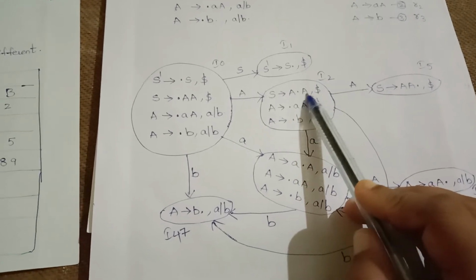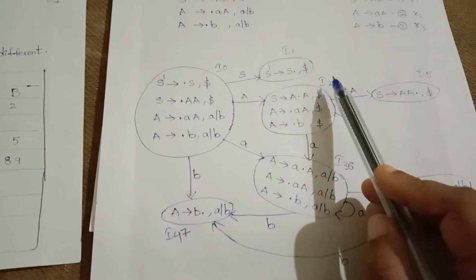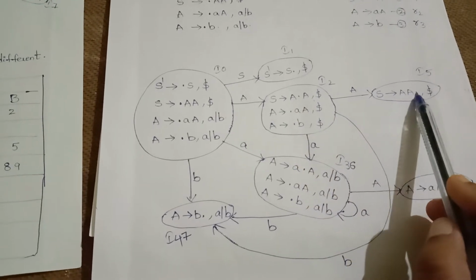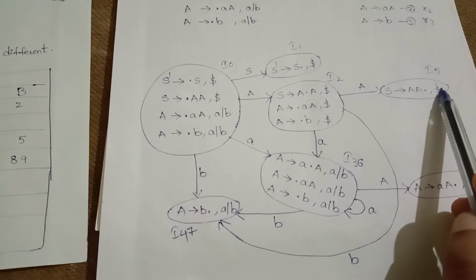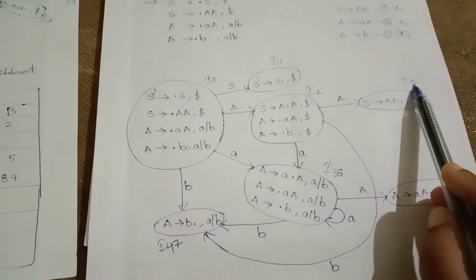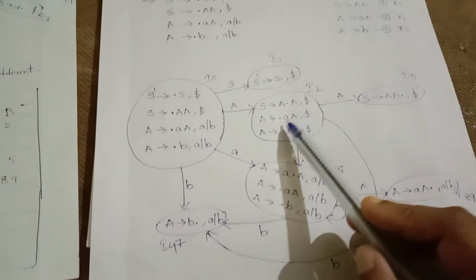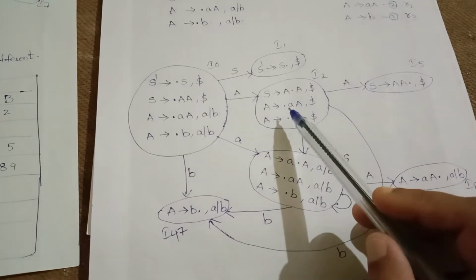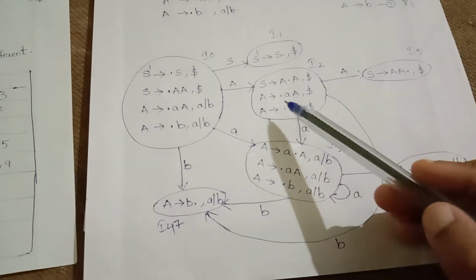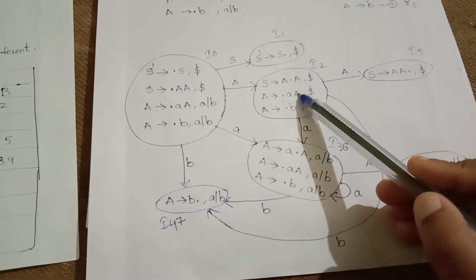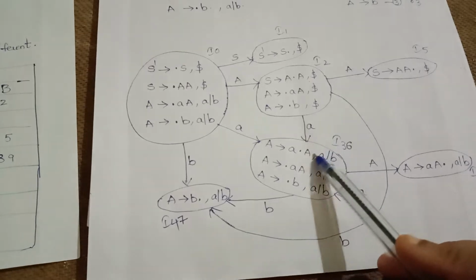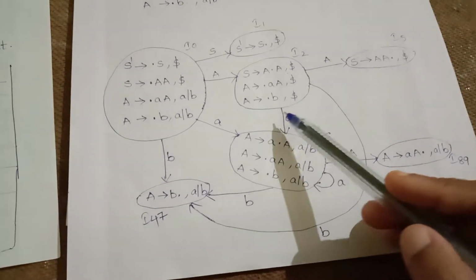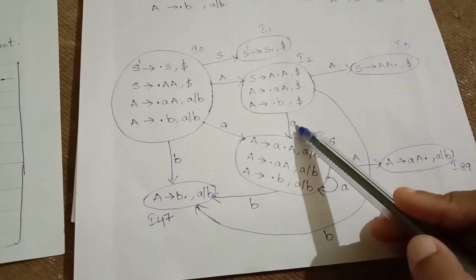So for that, on symbol A, if we perform these transformations, that is I2 on A, it becomes S tends to A dot, comma, the look ahead symbol dollar. So this I am naming as state I5. And next, I2 on symbol small a, it becomes A tends to A dot A. So A tends to A dot A is already there in state I36. So directly I am drawing a transition here.